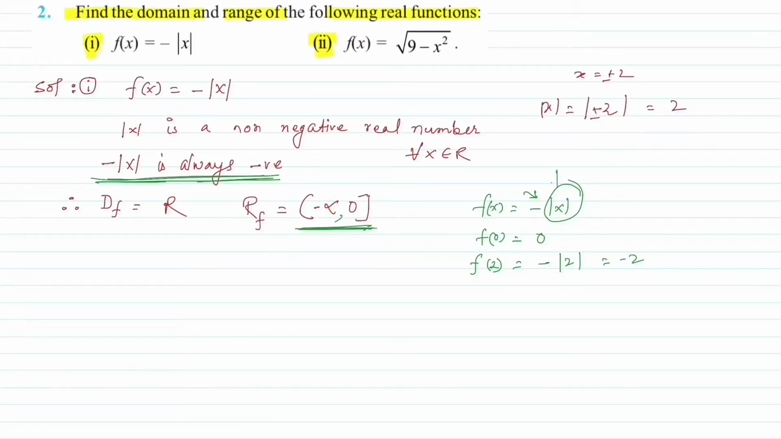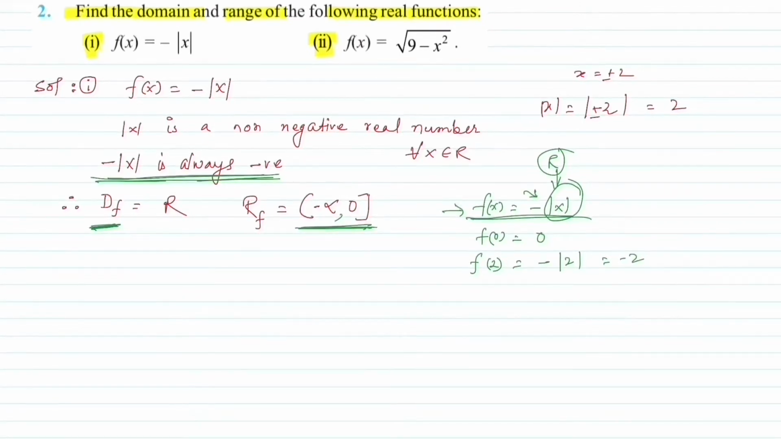And for the domain, we can put any value here, any real number. There is no restriction. There is no real number for which this function is not defined. So it is defined for all real numbers. That is why the domain of this function is the set of all real numbers. Okay, so this is the first one we have solved.